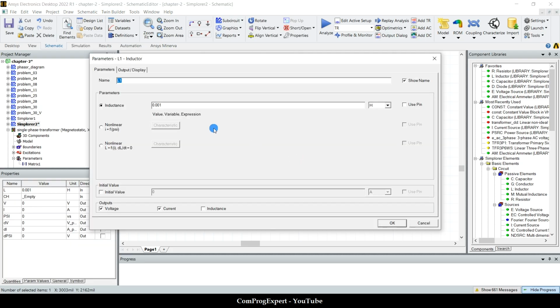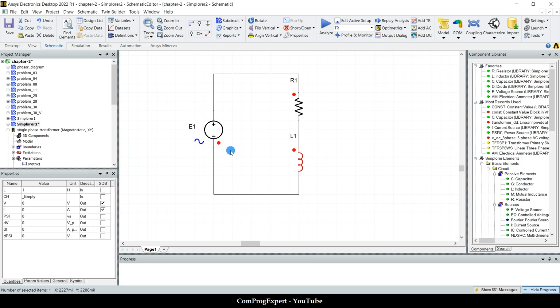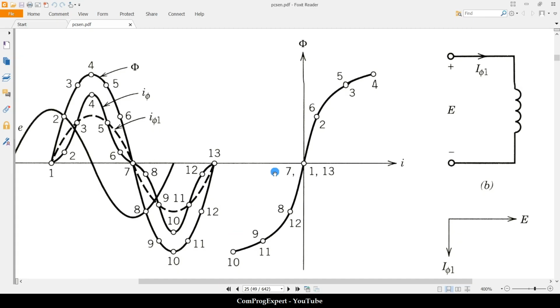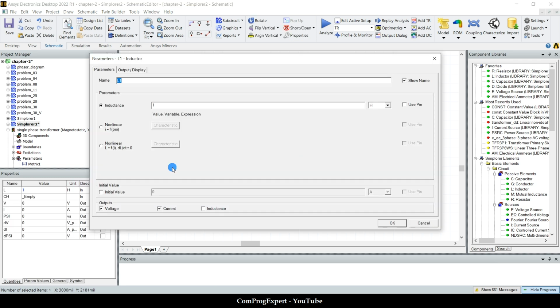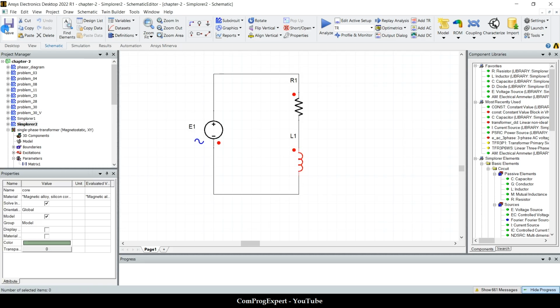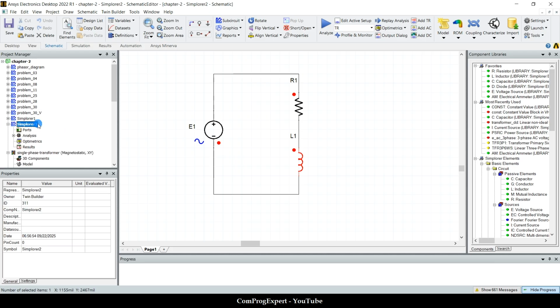Here, first, let's do a simulation considering a constant value for the inductance. So if we don't consider a nonlinear value for the inductance, a nonlinear characteristic, we should have pure sinusoidal waveforms for the current and the voltage here. Okay, so let's set the initial value of the inductor current equal to 0. So in this case, let's do a transient analysis.